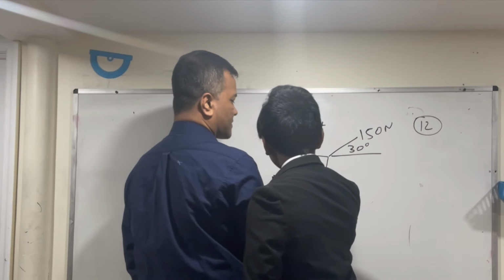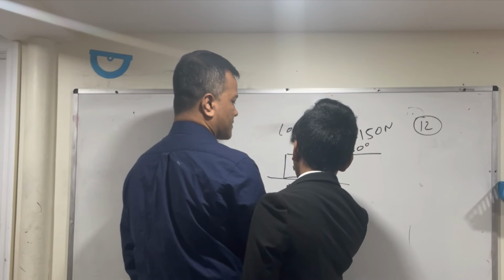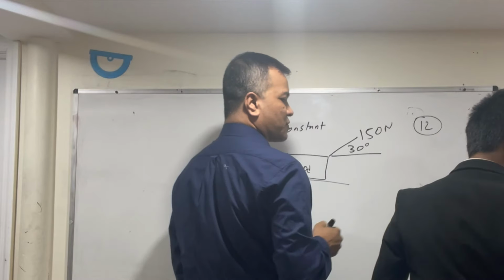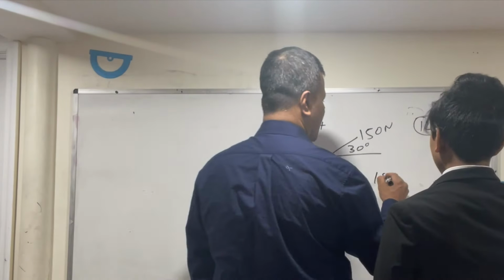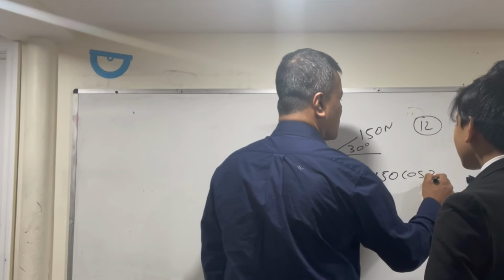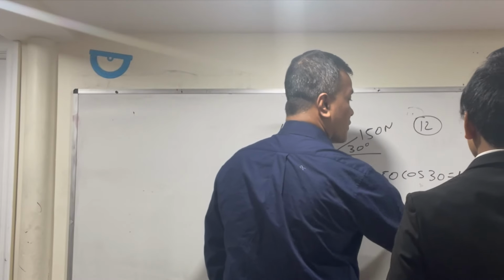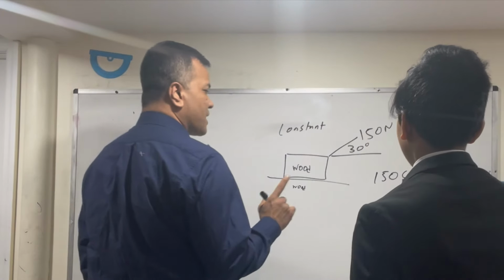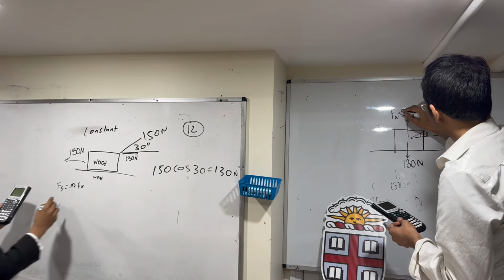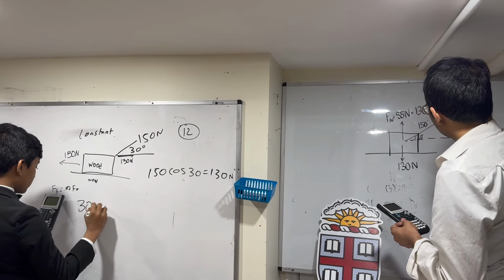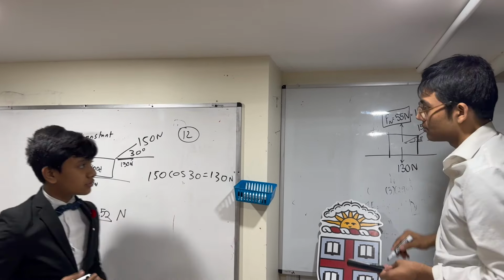And this is wood, and the floor is wood. Okay, what did it ask you to find? The horizontal. Oh, that's very easy. 150 cosine 30. How much is this? Quickly. I'm going to make it difficult for you. I'm going to ask you to find the normal force. Go. Oh, okay. Because it's the original weight minus how much? 309.52.